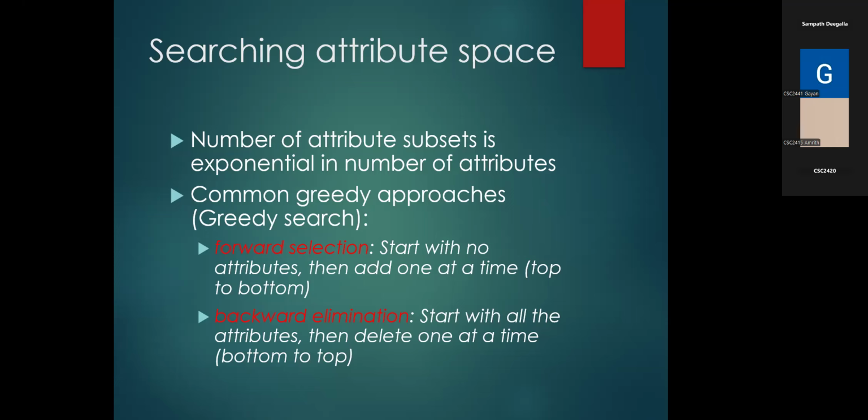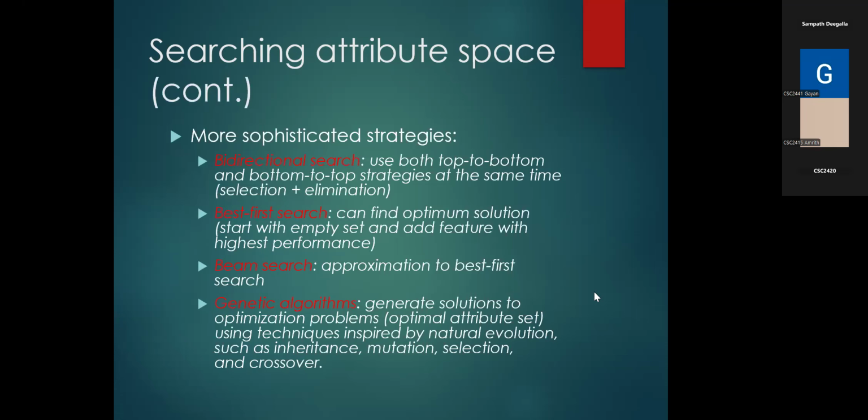The second technique is you start with all the attributes and eliminate one at a time. This is called a bottom-up strategy. In our toy problem, we can start with 4 attributes and remove one at a time. In this way, you're exploring the possible combinations, but removing attributes. This is called backward elimination.